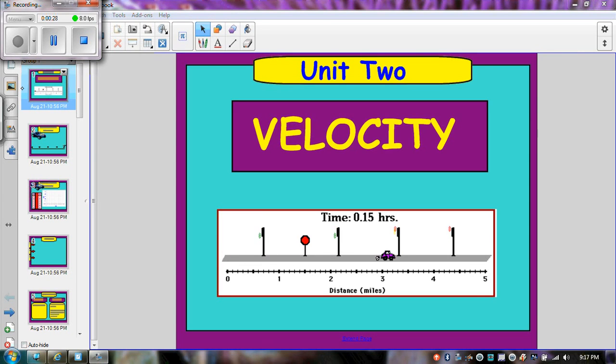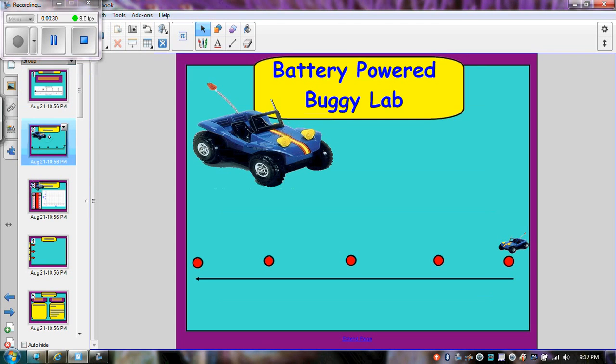Like I said, Unit 2 is all about velocity. In order to demonstrate this, let's look at a simple lab that might be done if you were in an in-person class. What we have here is a buggy cart that is set to go at a constant speed, so no speeding up or no slowing down.